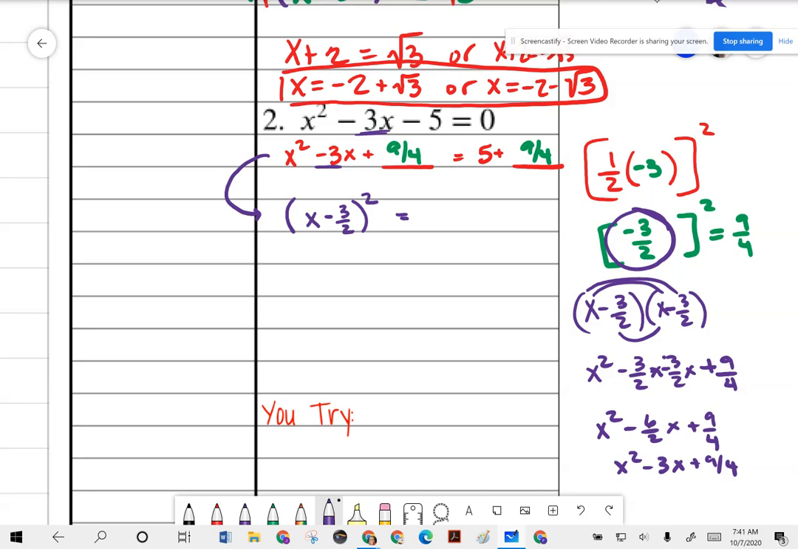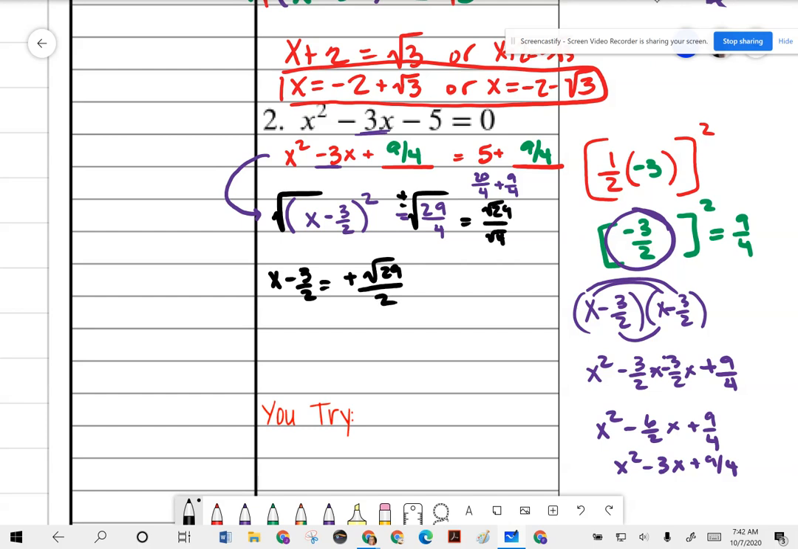And so if I add 5 and 9/4, I'm just going to quickly go 20 over 4 plus 9 over 4. I really would prefer improper fractions because right now I'm going to be able to take the square root of both sides, adding that plus or minus, and I get a positive rad 29 over, remember that this is rad 29 over rad 4, which simply is going to give me a 2. Or x minus 3 over 2 is equal to negative rad 29 over 2.